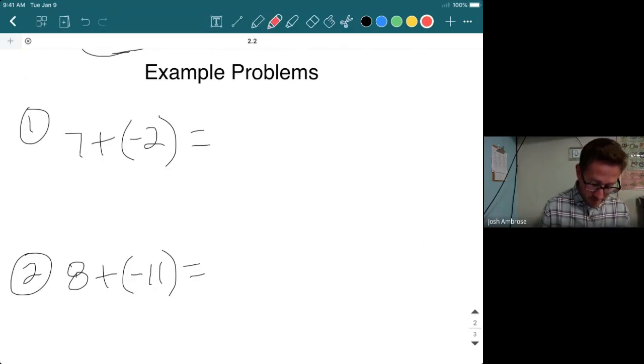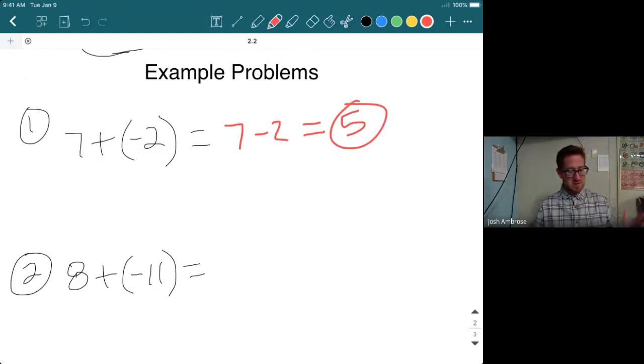We could rewrite this, couldn't we? Just in case you want to. That's the same thing as saying 7 minus 2, meaning 5. That's it. Okay, let's move into our next one.